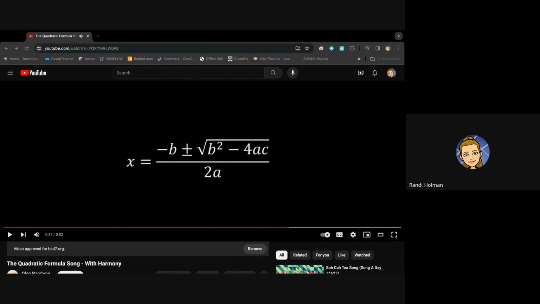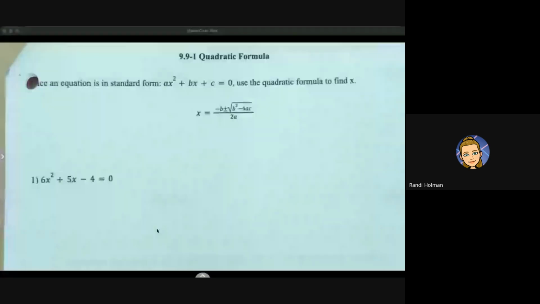Okay, so hopefully that'll get stuck in your head and will help you remember what the quadratic formula is. So let's go back to how we can use this. Let's get switched back over here.